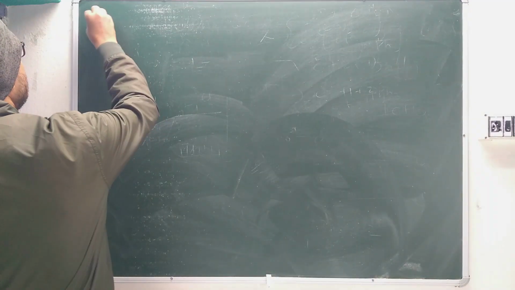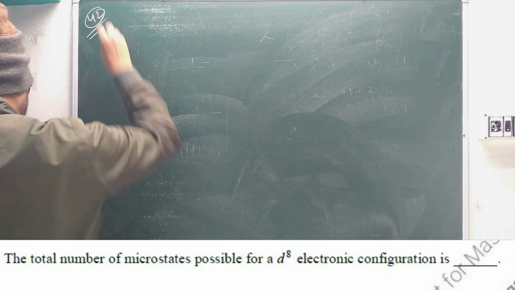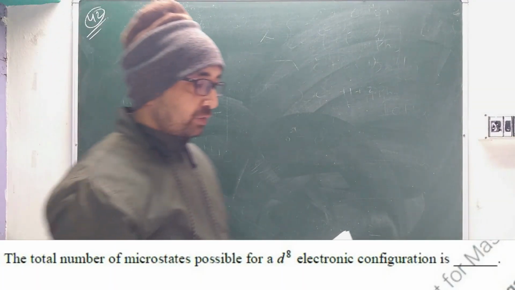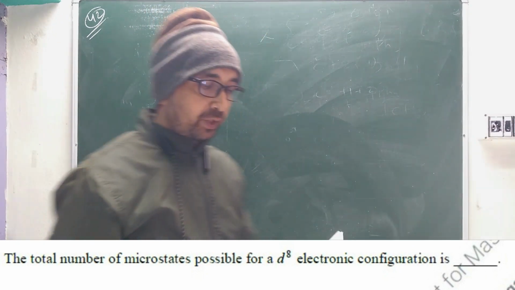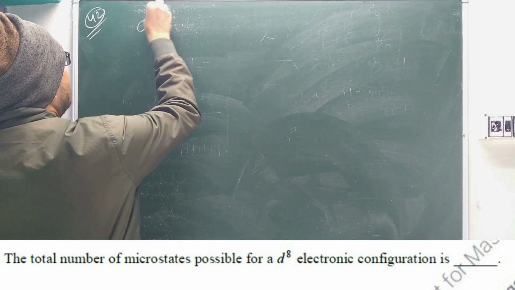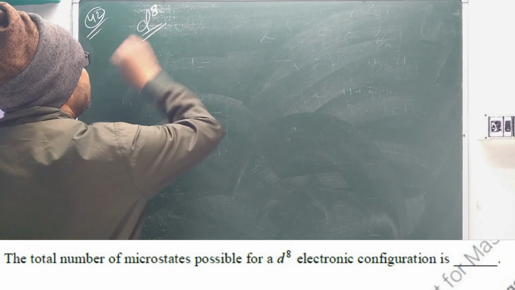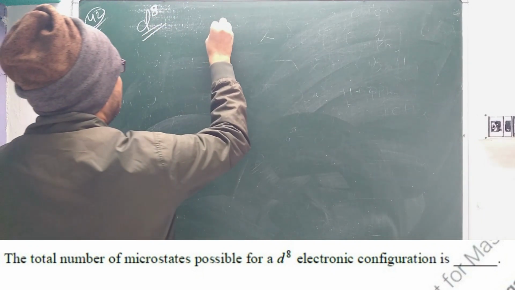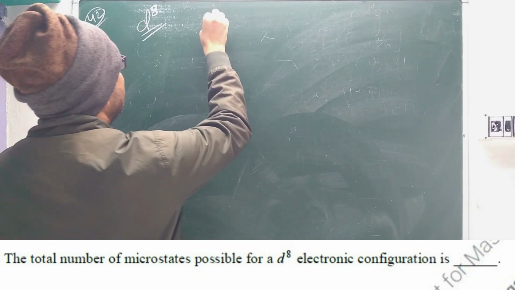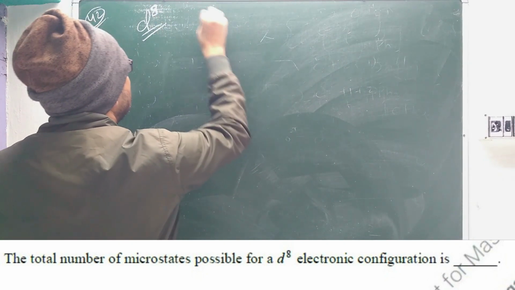Okay, and the next question, number 42. The total number of microstates possible for d8 electronic configuration. Already we have calculated. So for d8, how are you going to calculate? For d, how we are calculating, it will be factorial. So with factorial, how much will it come?